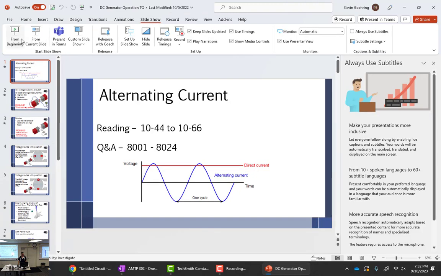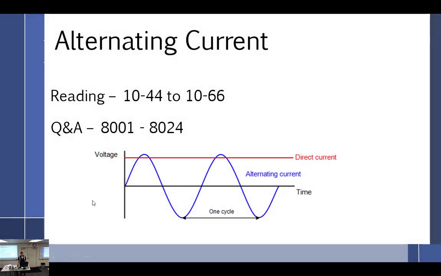Slideshow from the beginning. All right, alternating current. There's my red line, direct current. There's alternating current. That's 1 cycle from here to here. We'll get into that in a little bit.